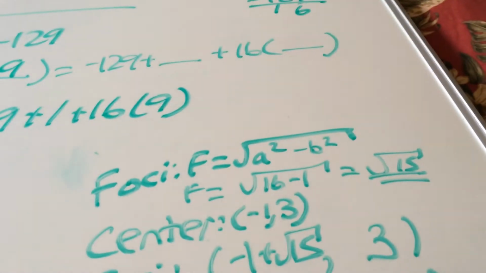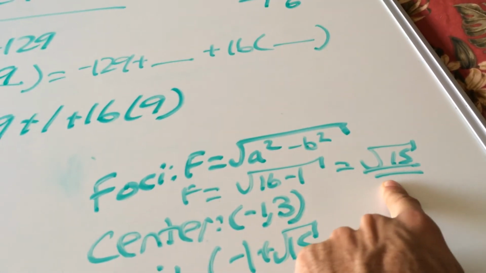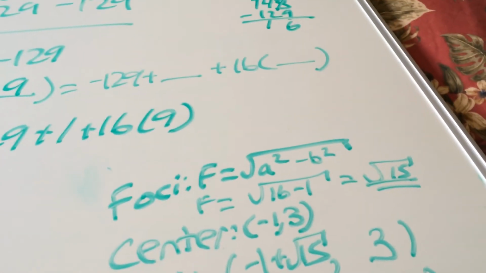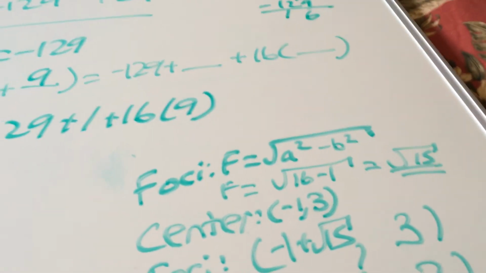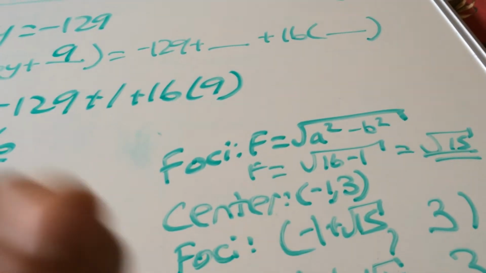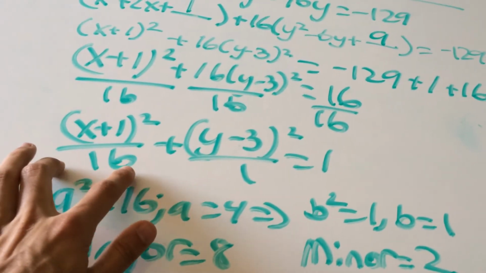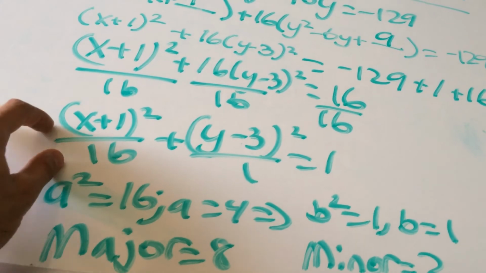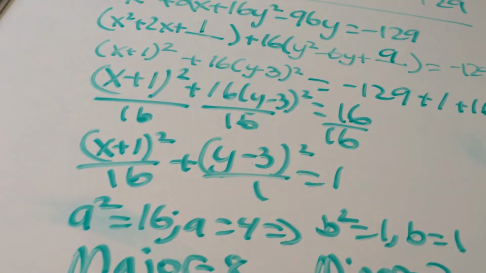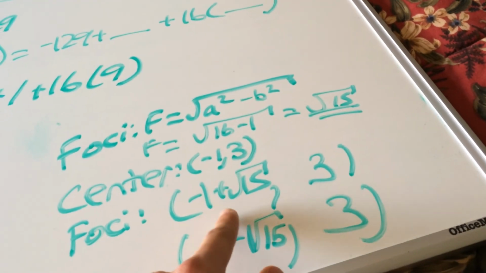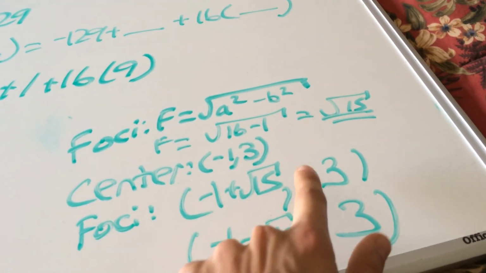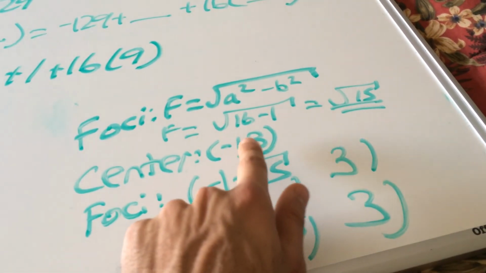So now we have the distance from center to foci. We have the center, so now we just have to say, do we add this to the x or the y? Well, we know the foci are on the major axis. We know the major axis is a squared, and we know that's under the x. So we are horizontally elongated. So we're going to add it to the x, subtract it from the x, and keep the y coordinate the same as that of the center.